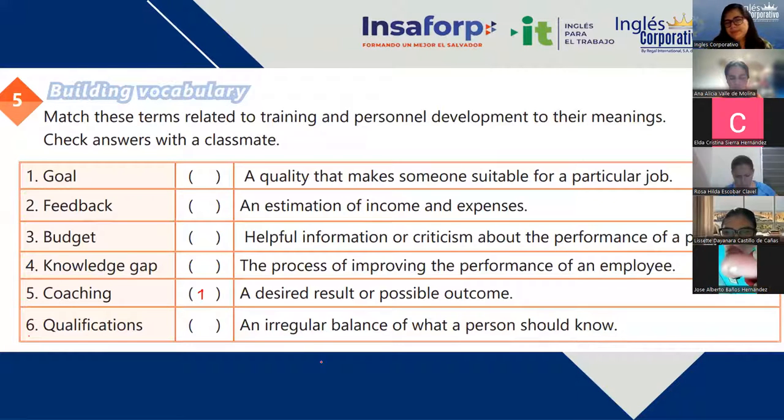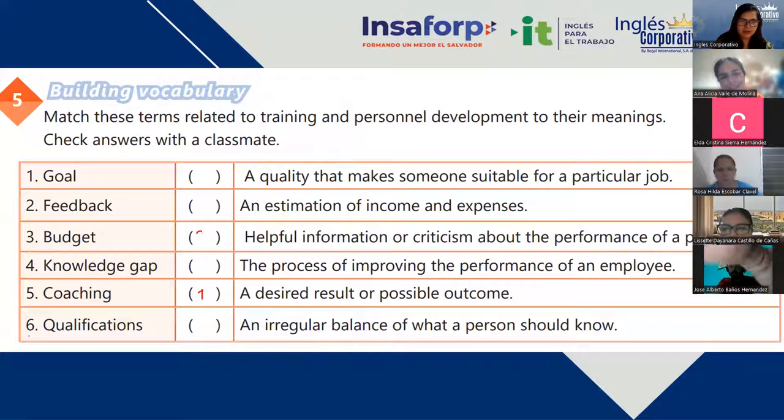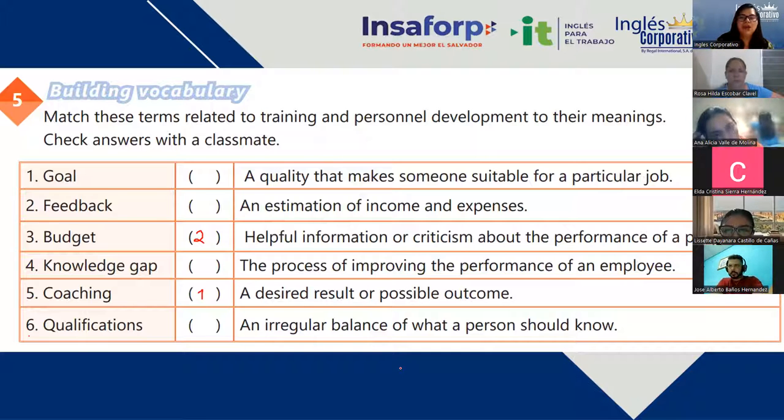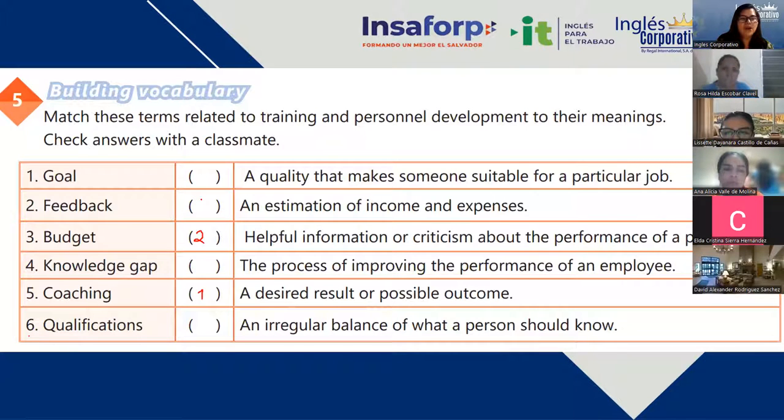What is feedback? Helpful information or criticism about the performance of a person. Very good. Where is budget? An estimation of income and expenses. Income, with the stress in "in". Income and expenses. Very good.